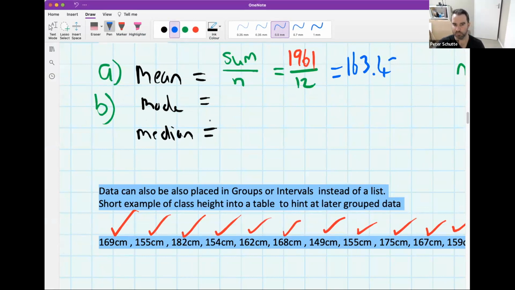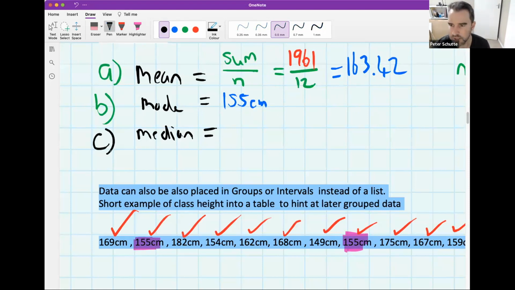Now, what is the mode? Well, the mode is simply the one that occurs the most often, and the only one that occurs twice is 155. So in terms of measuring where the middle of this data set is, the average or the mean is 163.42, the mode is 155. I haven't done the median yet.